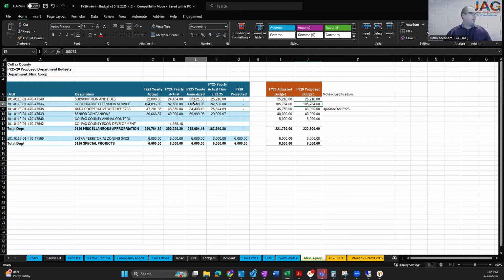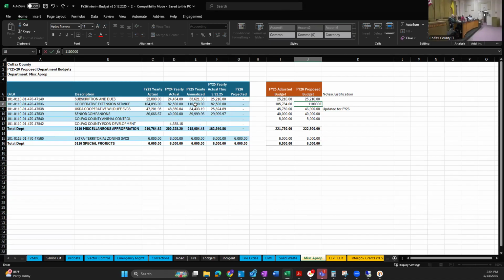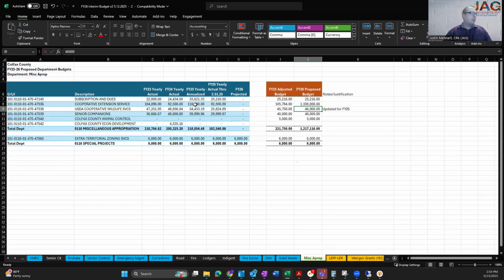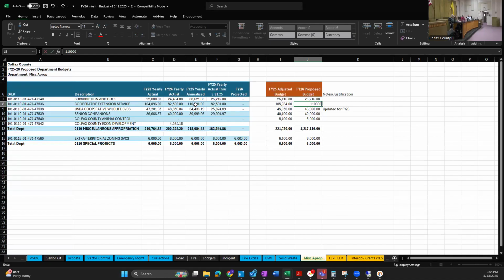It looks like it's 110,000 even in FY25, so I'm gonna bump that up to 110. So you found it? Well, I found it. I'm just looking at the expenditures for FY25 right now. I don't have the 26. Yeah, annualized 110. I'll get Bo to resend it. 105,870 or 784 was the budget.